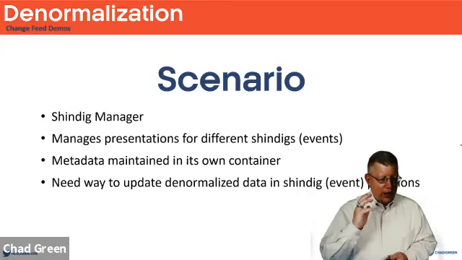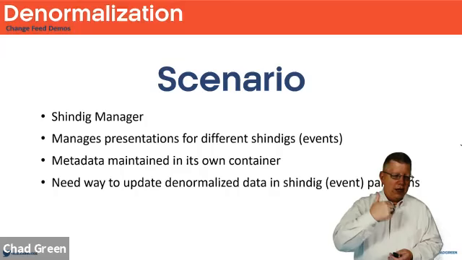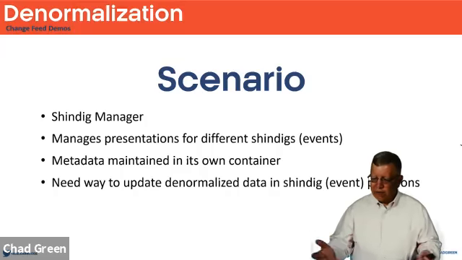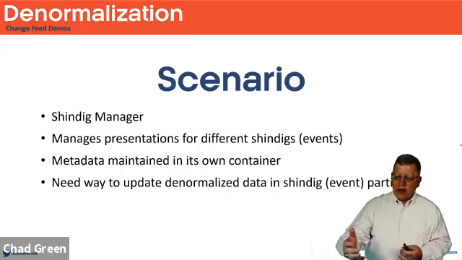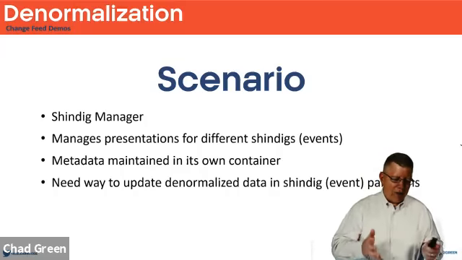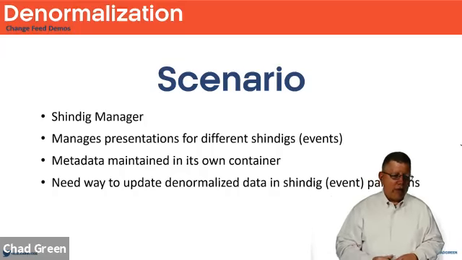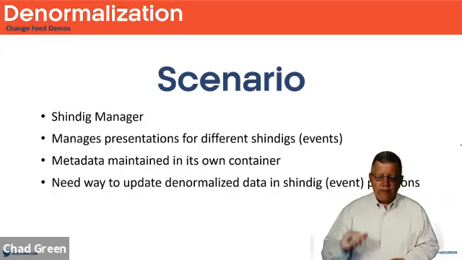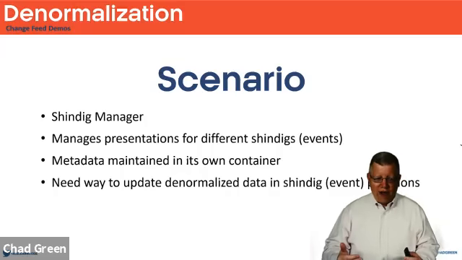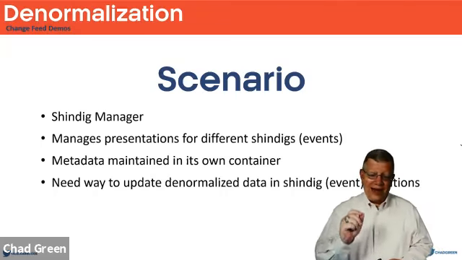And then one of the things we're also going to see in here is that the metadata is maintained in its own container, like the tags or maybe the speakers. But what we want is a way to denormalize this data. If I change the name of a tag, I can see that it gets populated over here. In a relational database, we normalize the data, so we don't store the name of the tag, we store the ID of the tag.